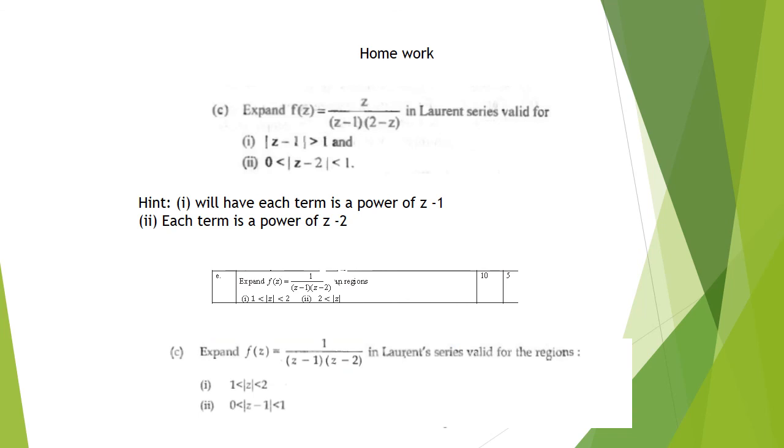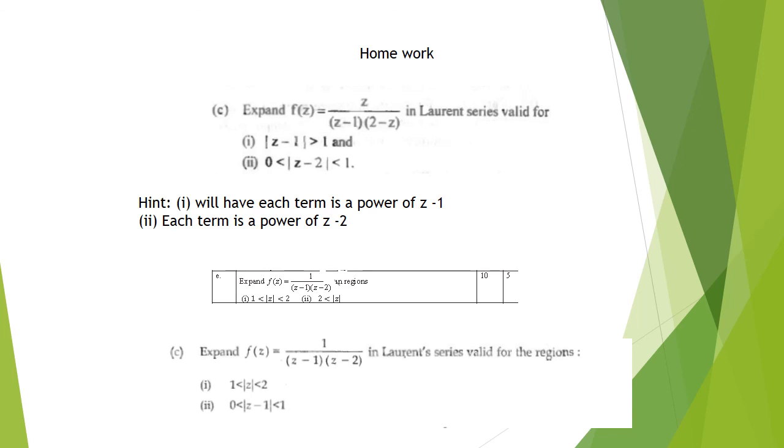Here is a homework for you. f of z is equal to z upon (z minus 1) into (2 minus z). Expand by using Laurent series in the two regions, mod z minus 1 greater than 1 and 0 less than mod z minus 2 less than 1. So two problems you have to expand. First problem in terms of z minus 1, second problem in terms of z minus 2.